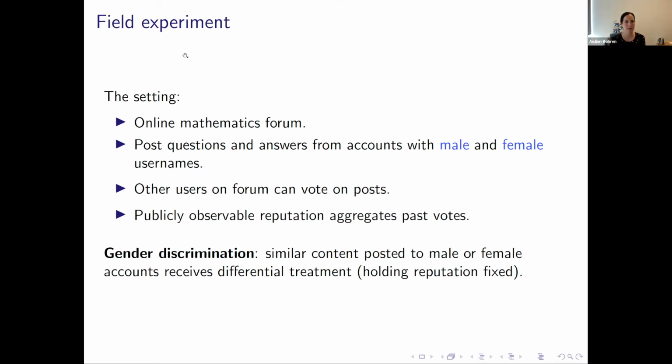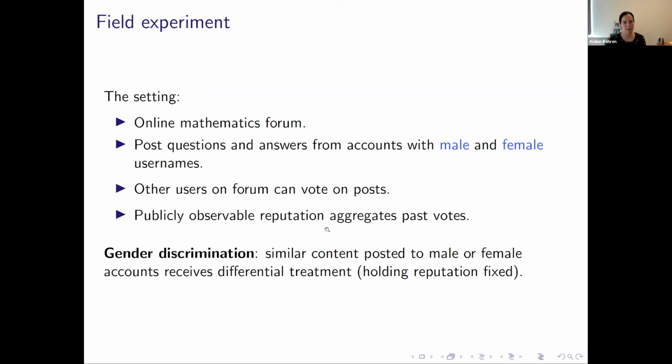Our setting was a large online mathematics forum. It's where users can post questions or answers from accounts with male or female usernames. That's what we did for the field experiment as well. And other users on the forum can vote on posts. Now, the key component here is that there's a publicly observable reputation that aggregates the past votes of workers.